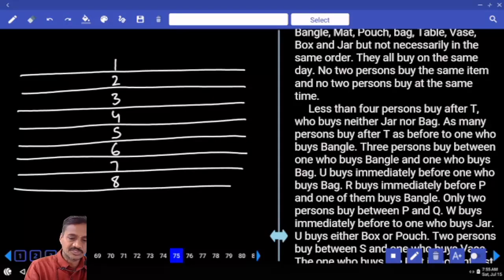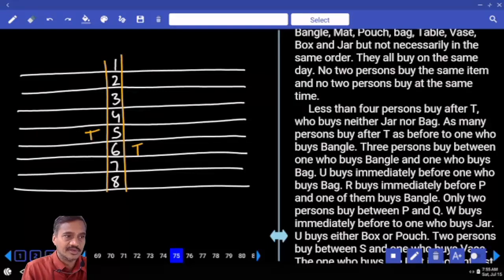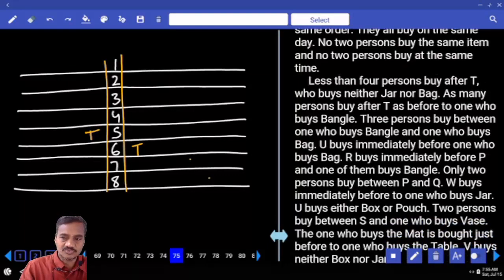Now let us start the possibilities. Less than 4 persons, how many can there be? Maybe you can have 3 persons after this T or 2 persons, and if these two are invalid, then 1 and 0. Altogether how many? 4. But as we are working with the help of just 2 possibilities.